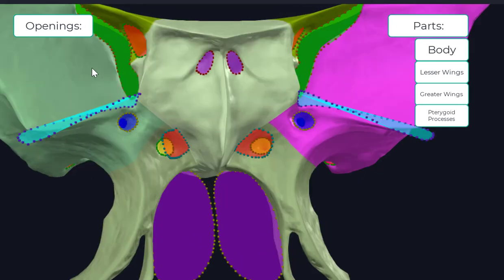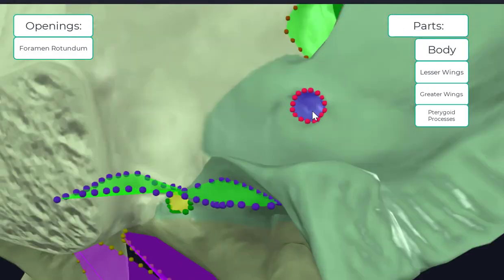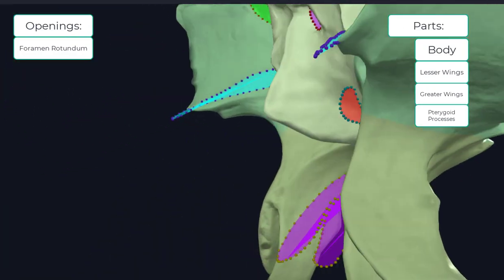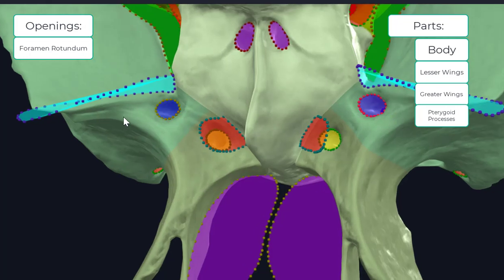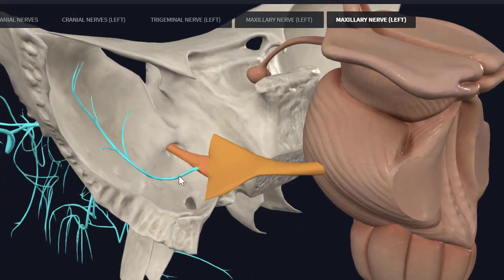As you can see, the greater wings on both sides have this small opening. We call this one foramen rotundum. That's a very important foramen from here to there on both sides. Foramen rotundum allows for the passage of the maxillary nerve.